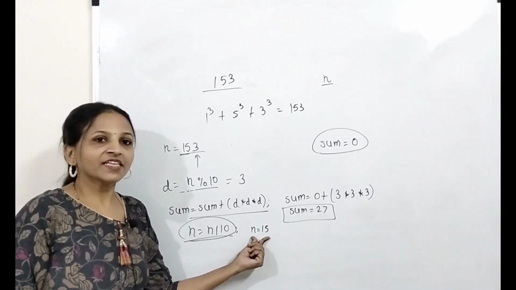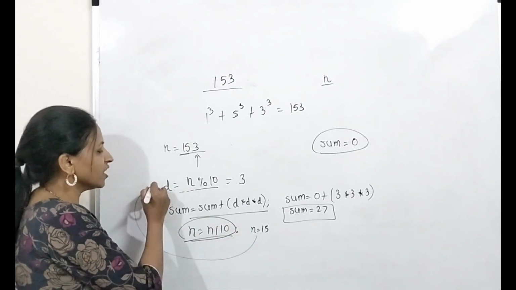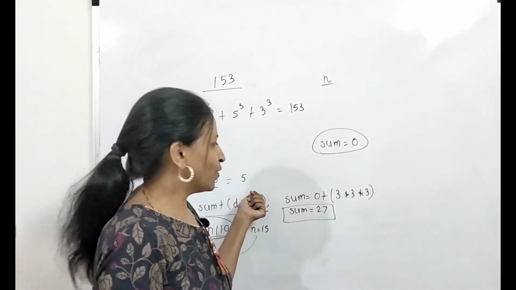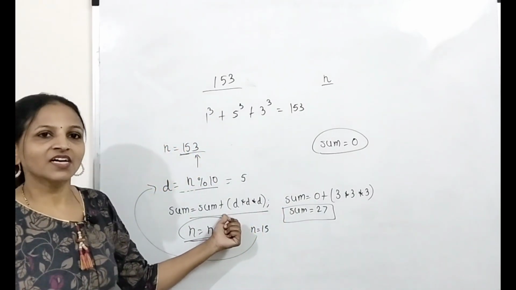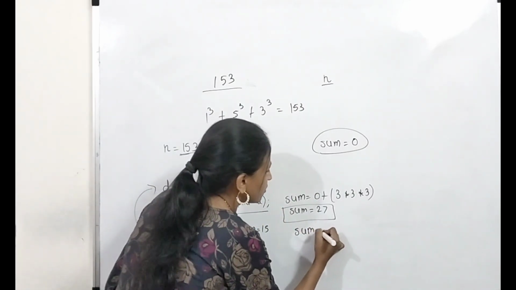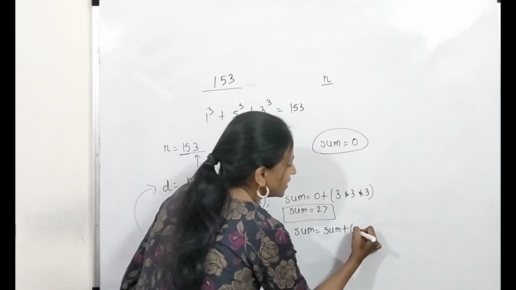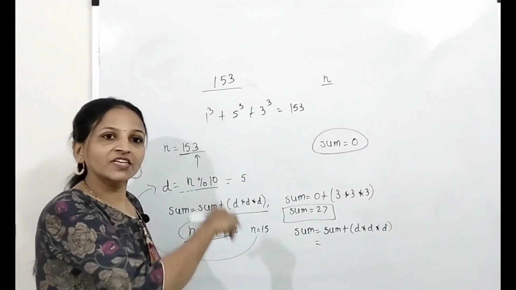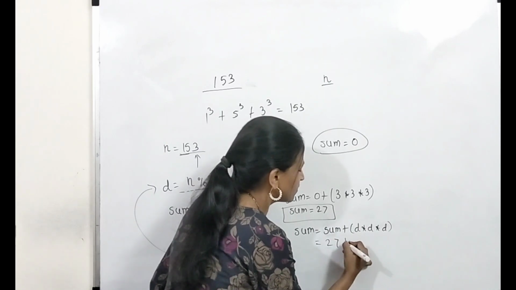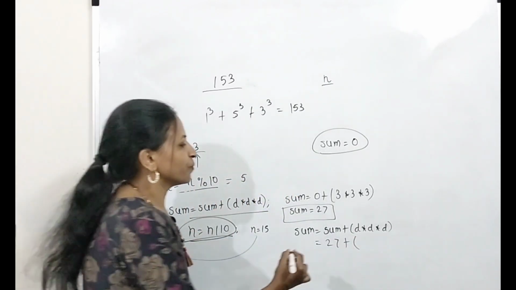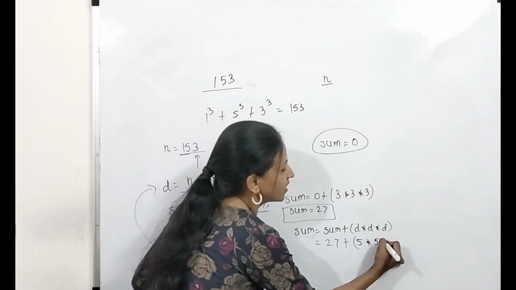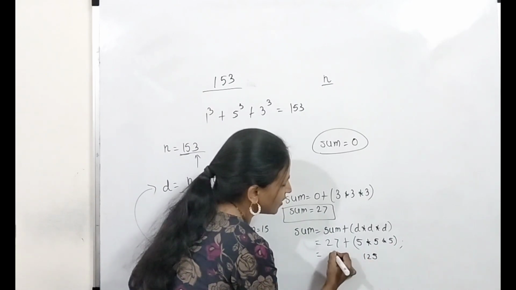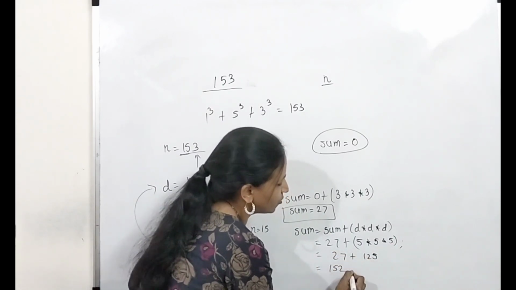Now n is 15. That's why, again, suppose we apply the same logic. Then at the second time, inside d we will get the value 5, and now we will repeat the same thing again. How? sum = sum + d cube, means d into d into d. Here sum is 27, whatever previous sum it will take for the next calculation. That's why sum plus d cube means 5 cube, 5 into 5 into 5. That's why here you will get 5 cube means 125, and 27, that is 152.